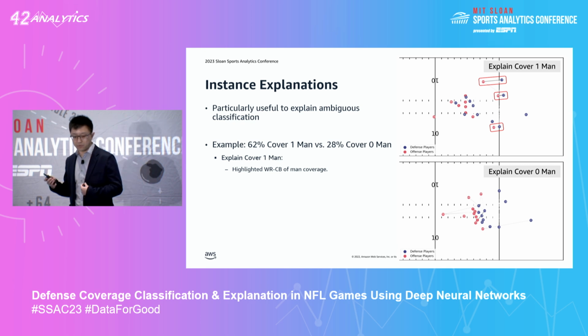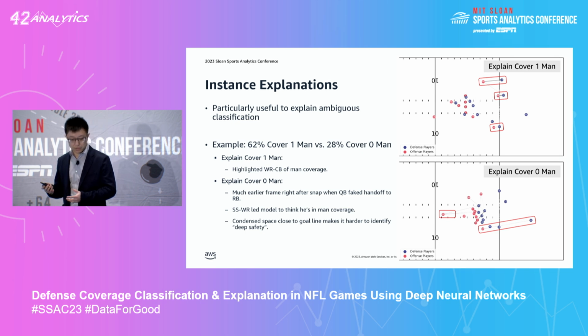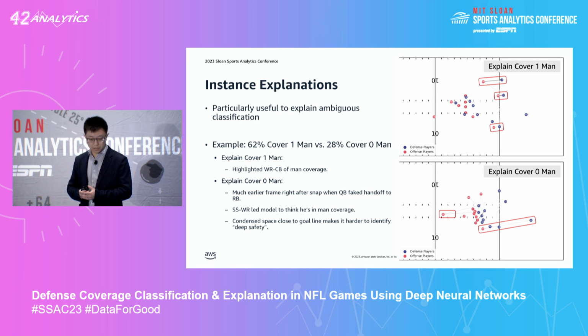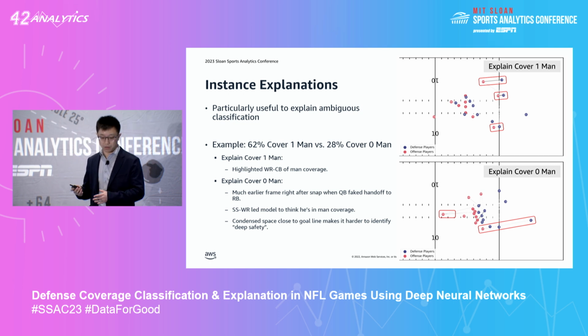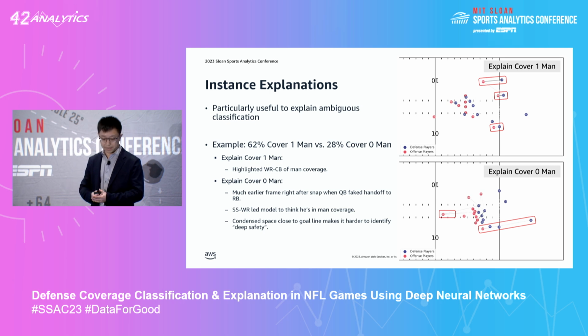But at the same time, if we ask the model to explain cover 0 man, which also has a relatively high probability, these are the signals recovered by the model. I will highlight 2 parts. This play actually is what we call play action fake. The quarterback will fake a handoff to the running back before passing the ball to the other players. And the model is able to discover that, as shown by the attention received on the running back.